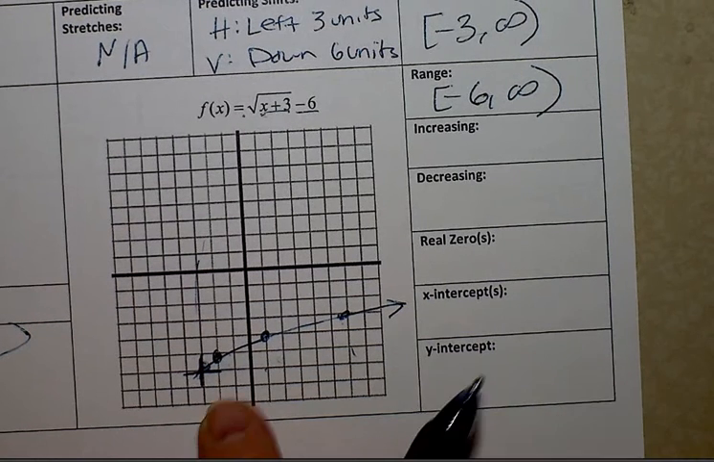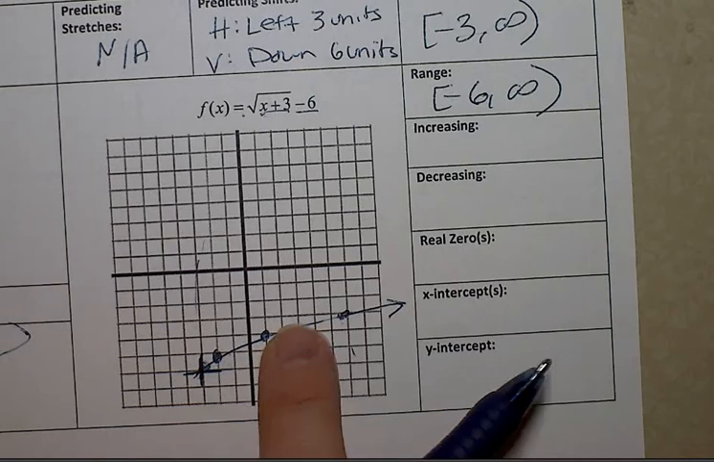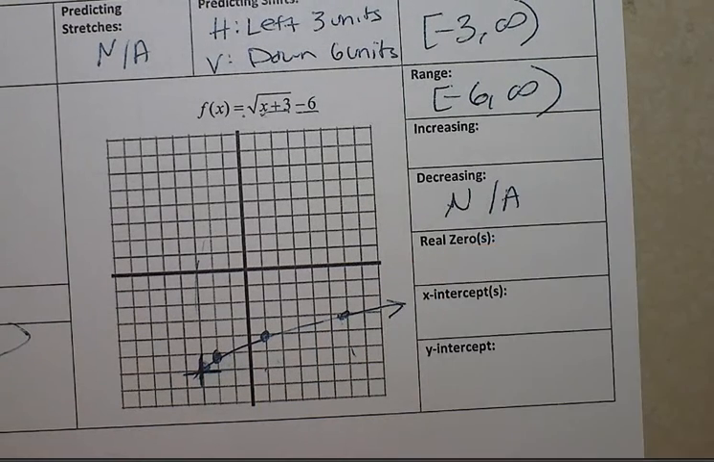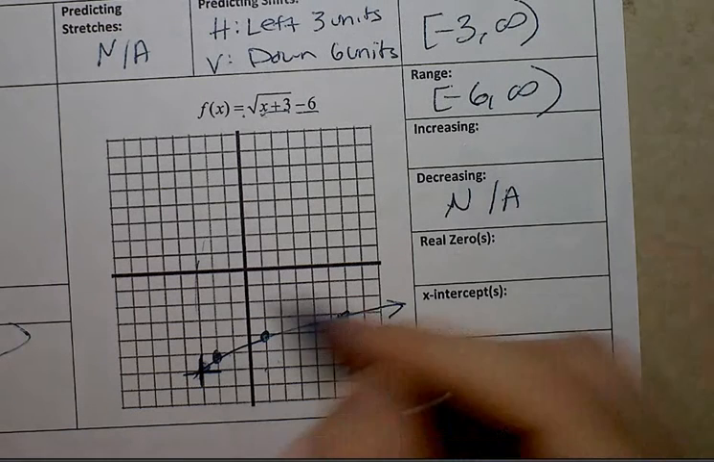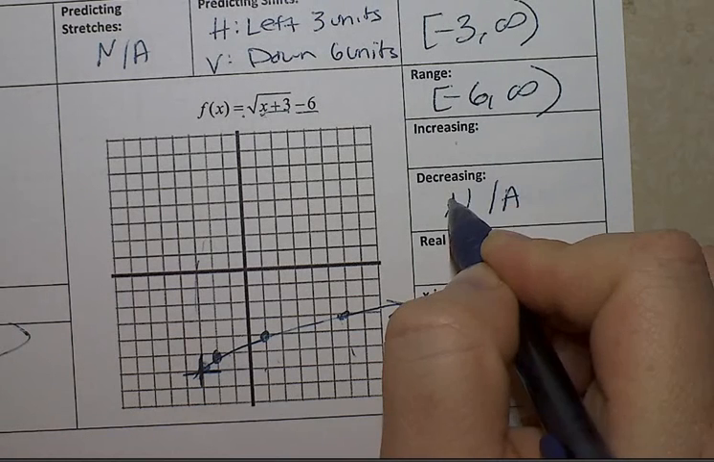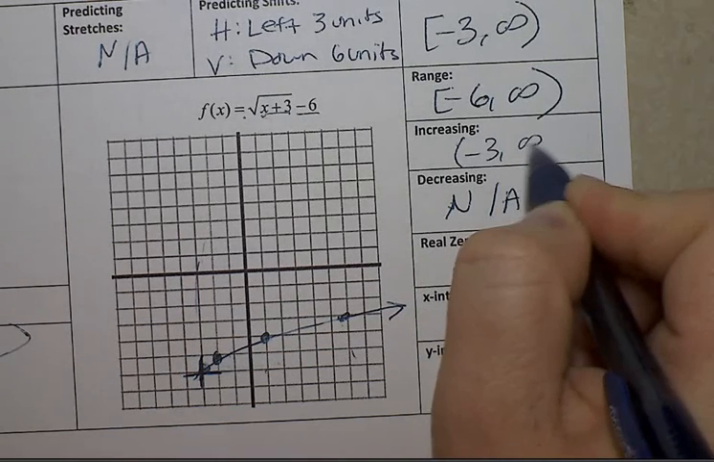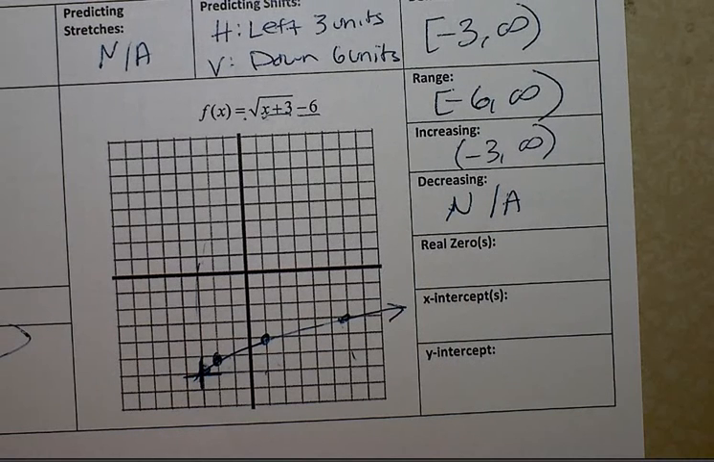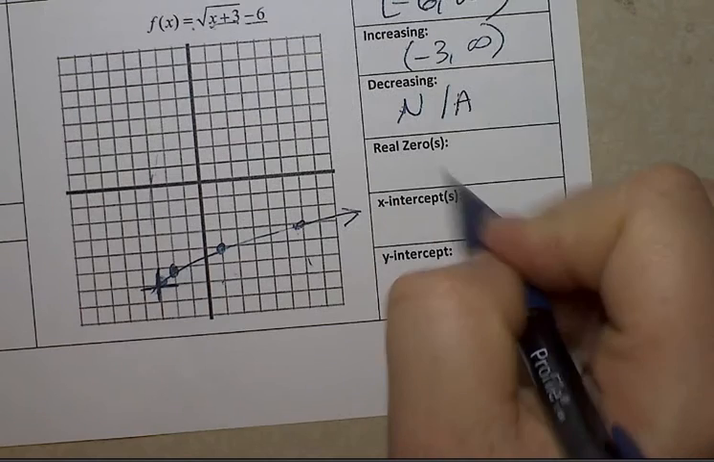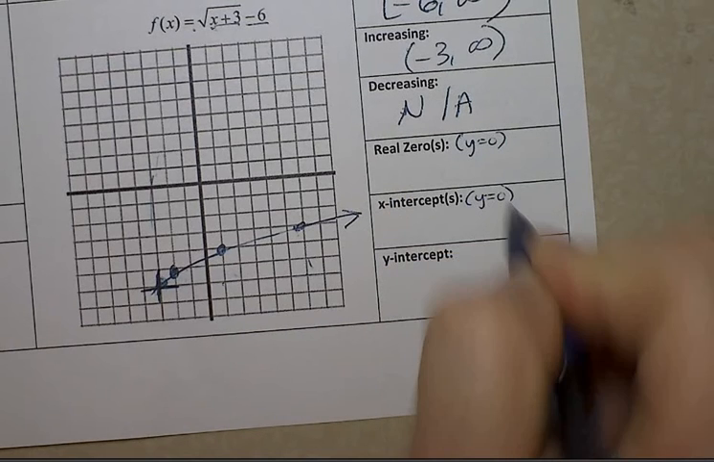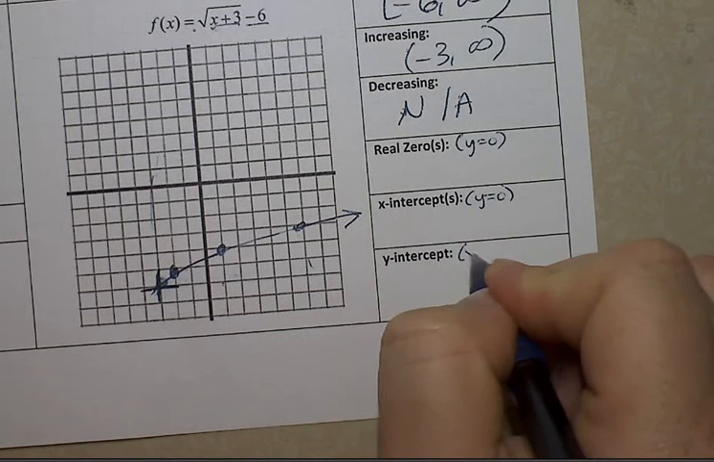From left to right, is this increasing or decreasing? So I'm going to put an NA for decreasing. And it increases; remember, increasing and decreasing is in terms of x values. It increases from -3 and continues to increase to the right. Whenever you find an x-intercept or a real zero, y will always be 0. And likewise, whenever you find a y-intercept, x will always be 0.